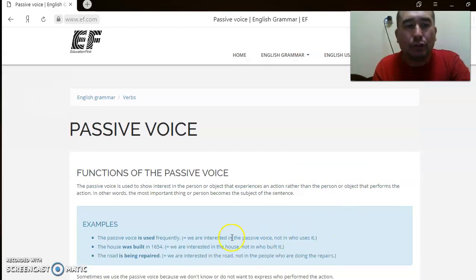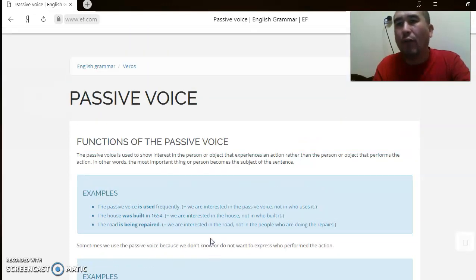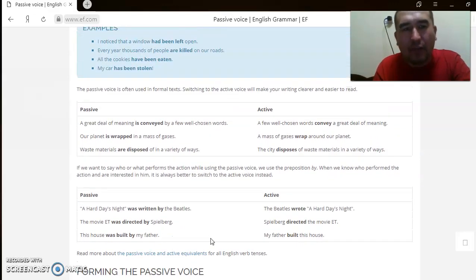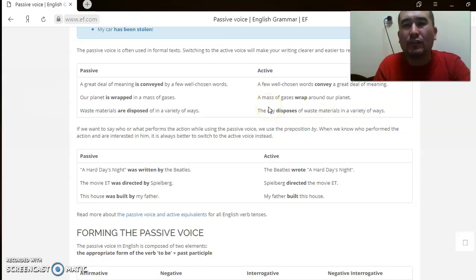So in order to change active into passive, you have to follow the following structures. So first, while you change active into passive, or let's see passive into active. For example, a great deal of meaning is conveyed by a few well-chosen words. So you, by somebody, is taken as a subject, and then it is followed by the active sentence pattern.